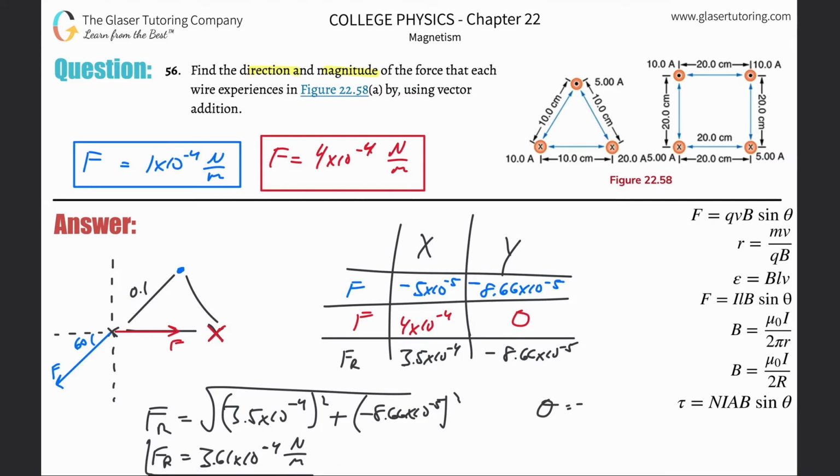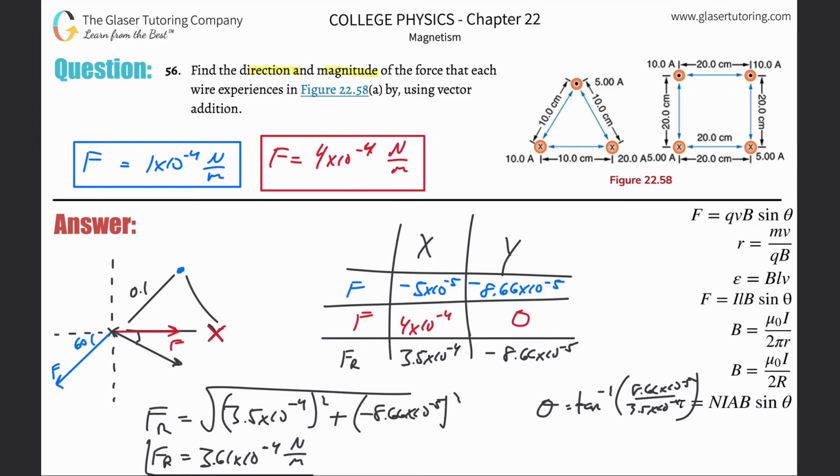So the angle here is going to be tan minus 1 of the y over the x. 8.66 times 10 to the minus 5th. I'm going to plug in the positive 3.5 times 10 to the minus 4th. I'm just plugging in those values. Inverse tangent of 8.66 times 10 to the minus 5th, divided by 3.5 times 10 to the minus 4th. And look at that, 13.89 or 13.9, and that is in reference to the positive x-axis. It's just going to lie below it.